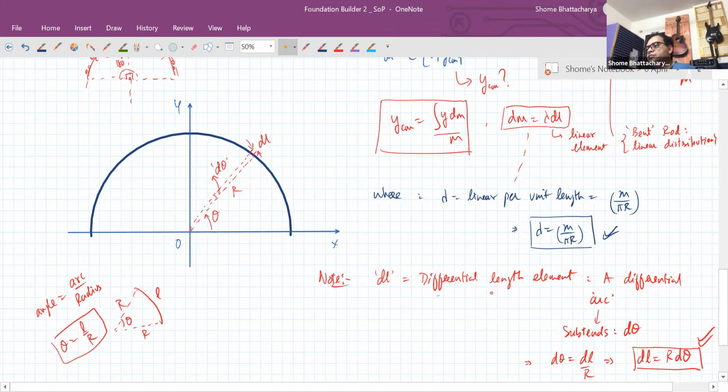This statement that we have written, that a differential length element is equivalent to a differential arc, is the general concept when integrating over a circular arc. So whether it is in this chapter or in any future chapter, whenever dl is a differential arc length, we will express it as r d theta. So just make a note of this.